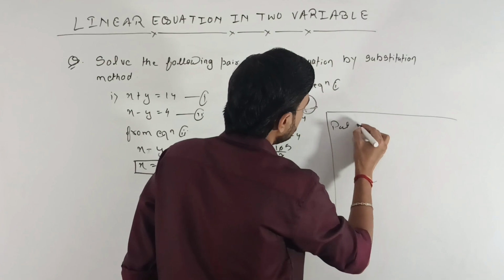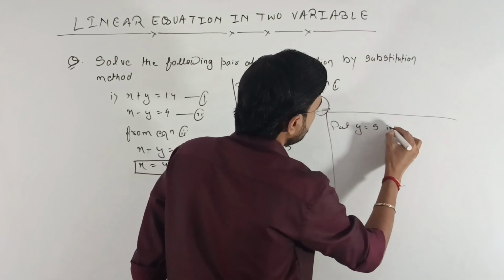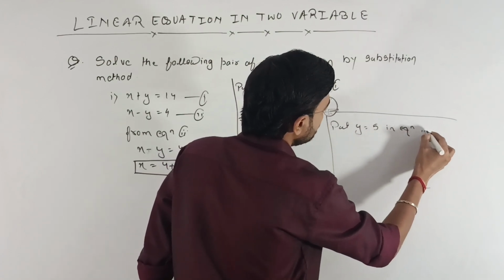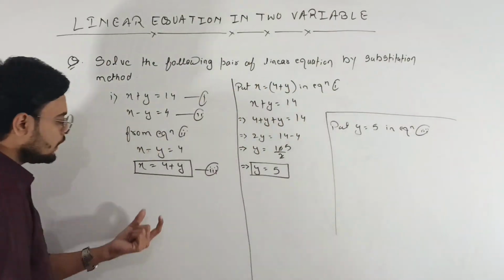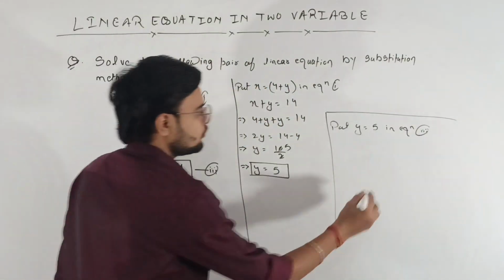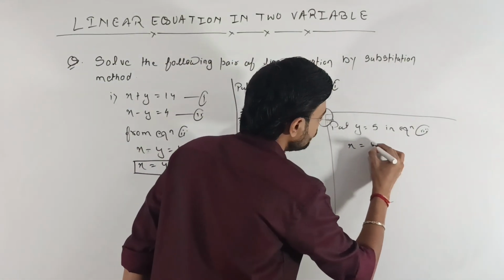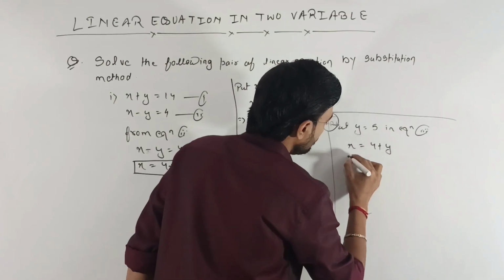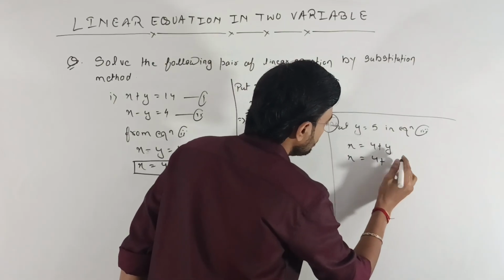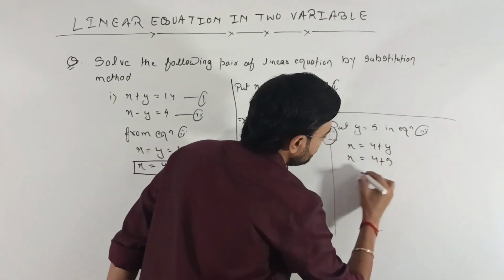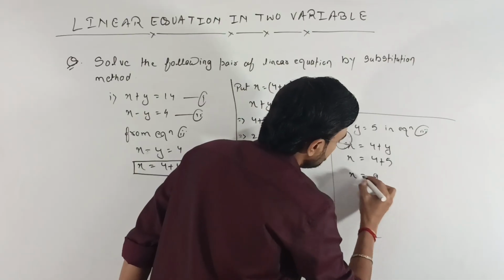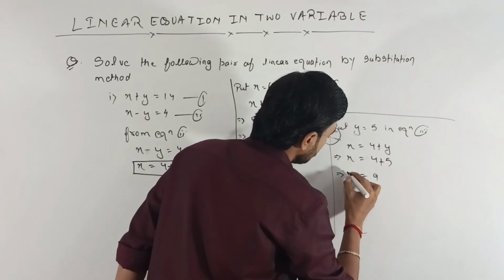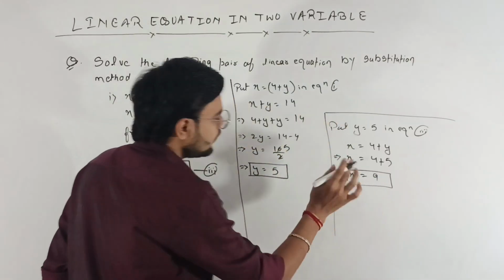Now I put y is equal to 5 in equation 3. What is equation number 3? x is equal to 4 plus y. So equation 3 is x is equal to 4 plus y. Now x is equal to 4 plus y, which is 5. So x is 9. x is equal to 9.